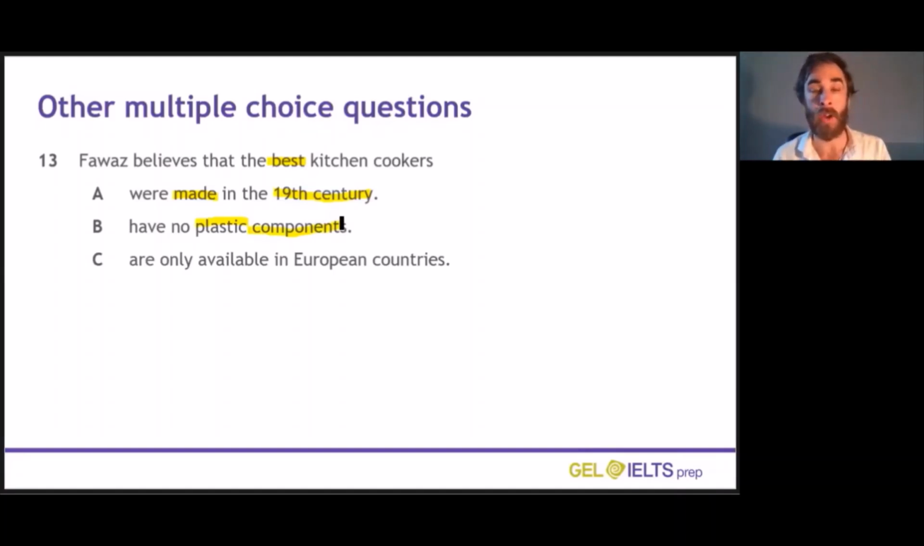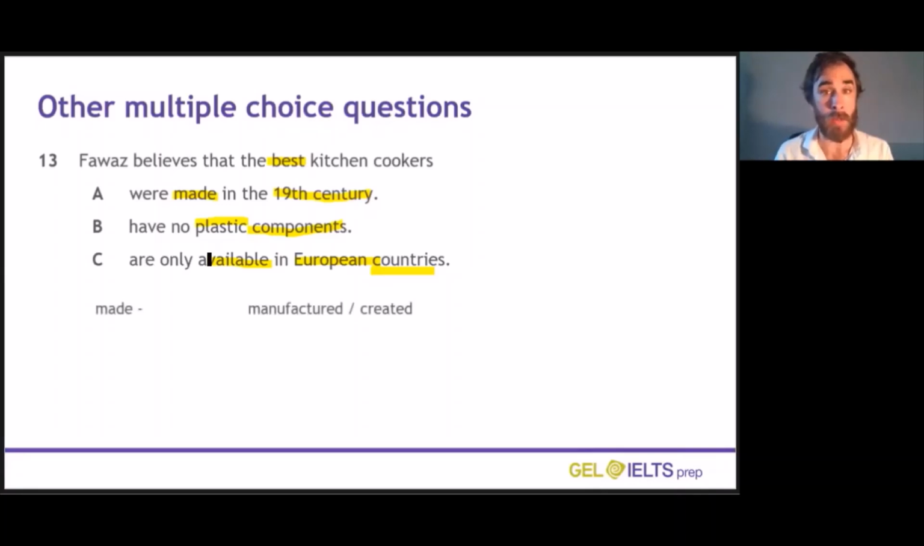And in C, are only available in European countries. So European countries is obviously a key word there, but I'd also include available. So we're not talking about that they're made in European countries, but that they are available. Again, we should be thinking about synonyms of these words.